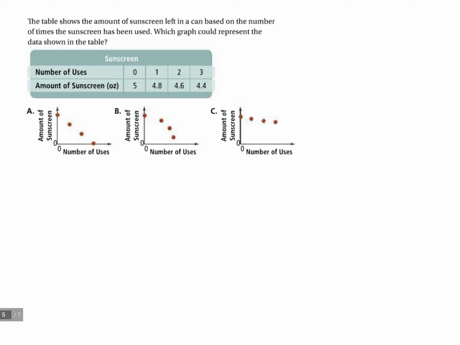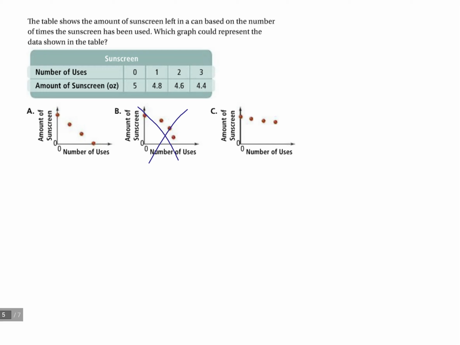Does B show that, changing by the same amount each time? No, it doesn't. So it cannot be B. Does C show that? And the answer is yes, it does. Okay, it does look like a line, so it could be C. So the question is then, which one is it? Is it A or C?